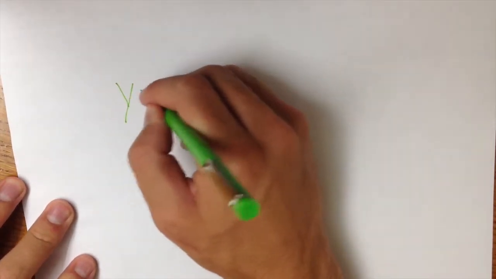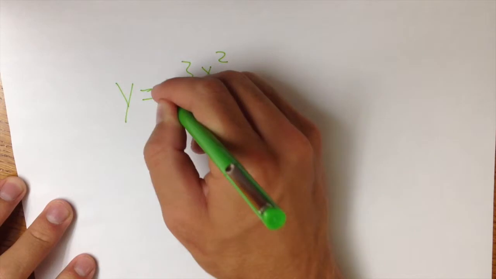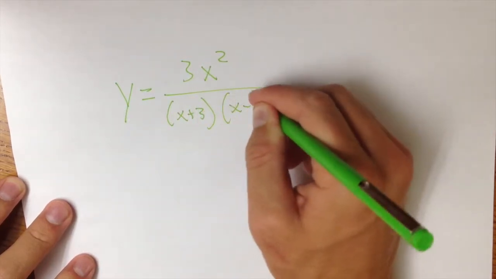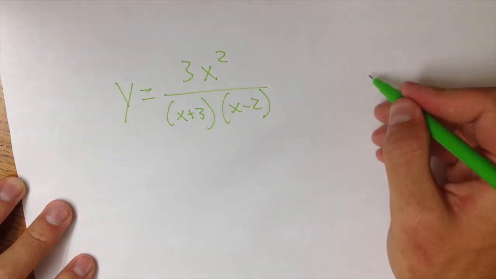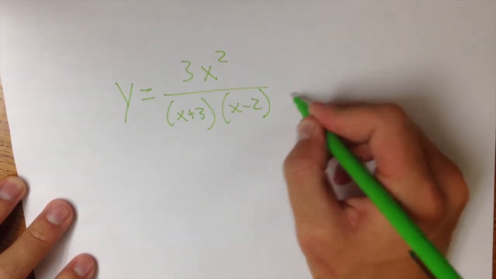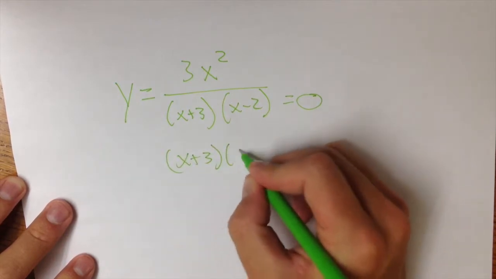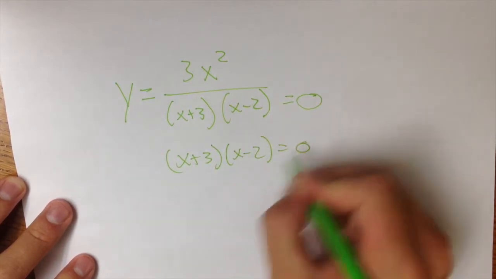In the case of an equation, you can find points of discontinuity by making the denominator equal to 0. In this case, -3 and 2 are the points of discontinuity.